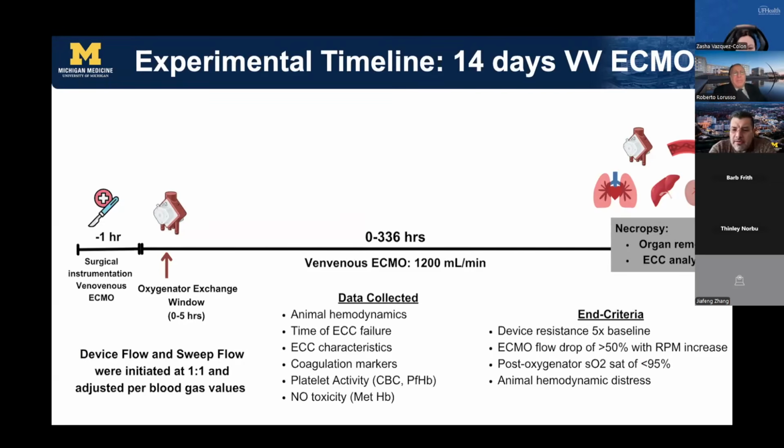And we also have a couple of criteria here. One is a device resistance more than 5 times will be exchanged, and only 1 exchange will be allowed in the first 6 hours, and I will tell you why. Other criteria are ECMO flow drop more than 50% without changes in the RPM, decrease in the oxygenator function to less than 95%, or any issue that caused distress to the animal, including unmanageable pain or bleeding.